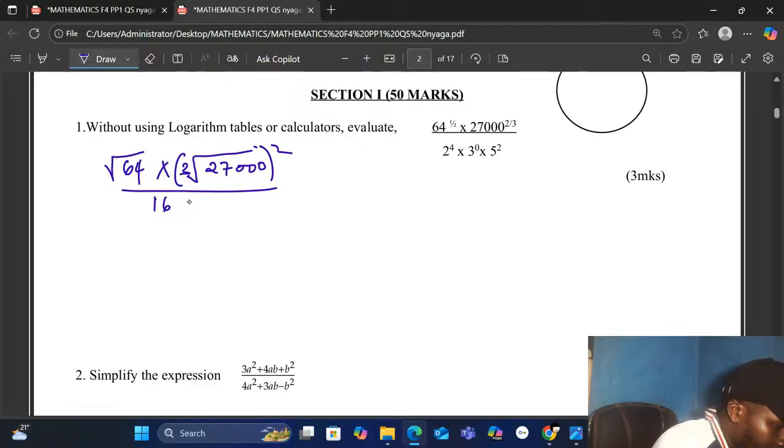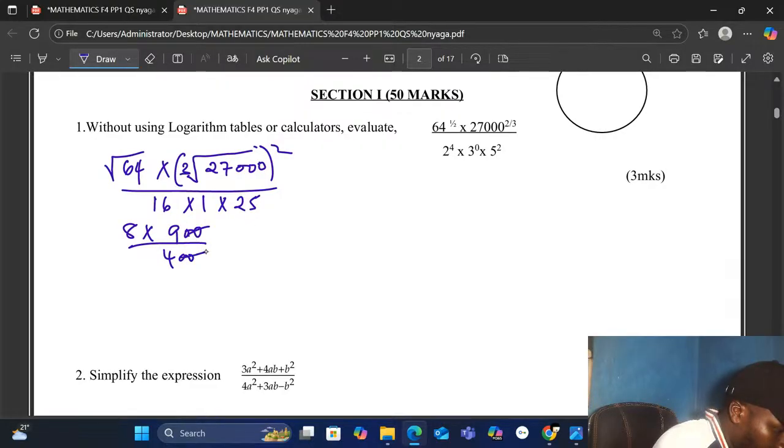Now 16 times 3 power 0 is 1, times 5 power 2 is 25. So we shall have the square root of 64, which is 8, times the cube root of 27,000, which is 30, squared, you get 900. Then we divide by 16 times 25, we get 400.